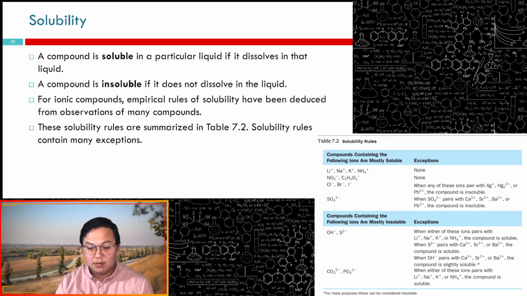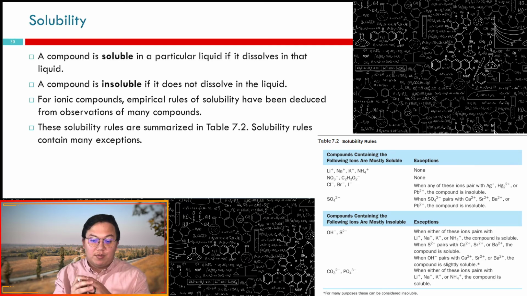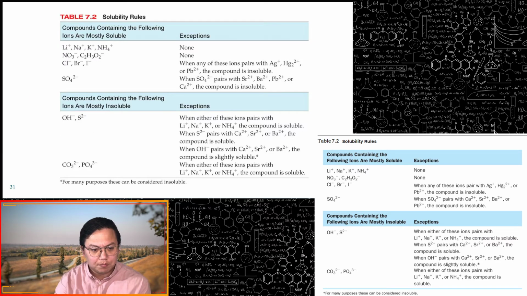If you get nitrate or acetate, right, the C2H3O2, also soluble. So you can remember that whole block as anything that those cations or anions form compounds with is going to be soluble. And then you just have to remember the rest of the exceptions. But we'll do some of these.